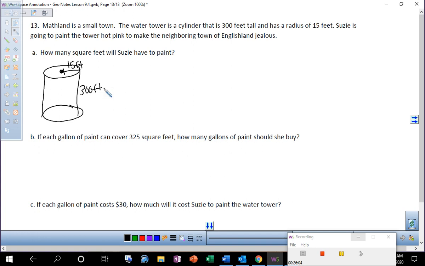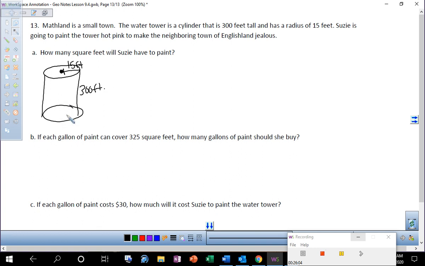Susie is planning to paint the water tower hot pink to make the neighboring town of Englishland jealous. Okay, so how many square feet will Susie have to paint? Thinking about this, obviously she's going to paint all of the sides. That's our lateral area. She's going to paint the top, but she's not going to paint the bottom. It's sitting on the ground. So this would be a problem where we'll just need our lateral area plus one base. We won't do two bases since the other one's on the ground.